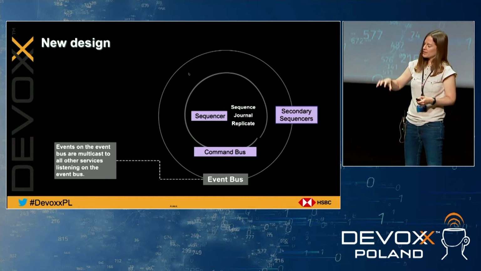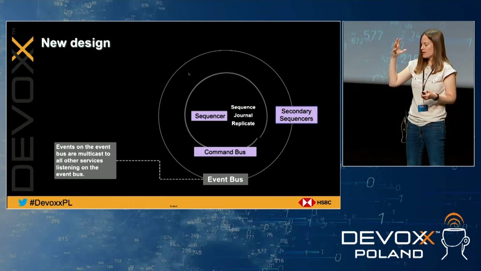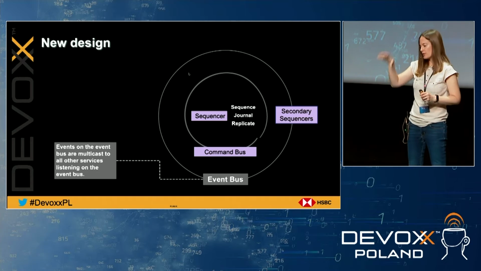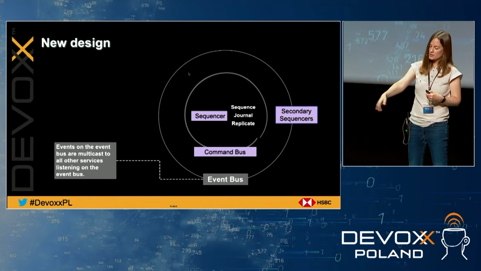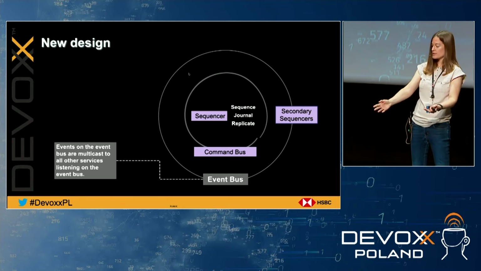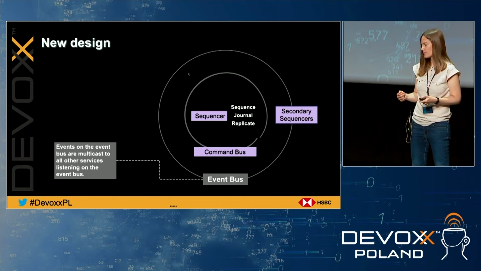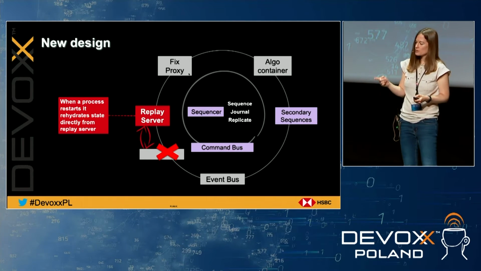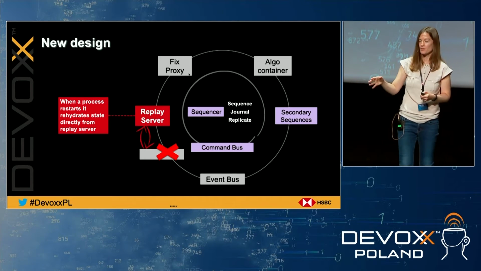So replication to secondary sequencers. The events are then put onto the event bus to be consumed. The bus is multicast, and all of the services listening on the event bus can then listen to what's relevant to them. So what's really key and new about this design is the replay server that we've added here.